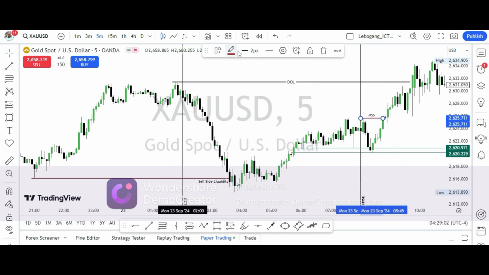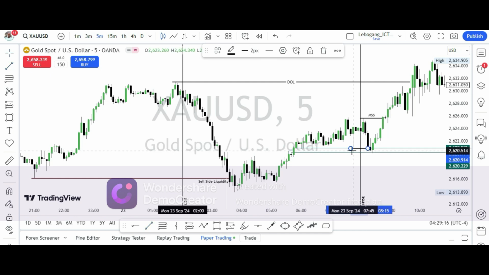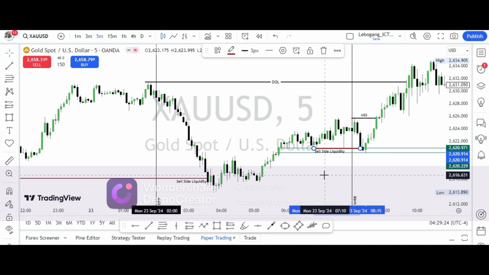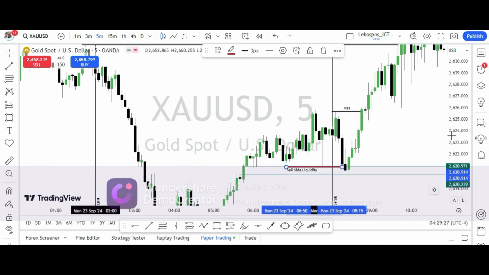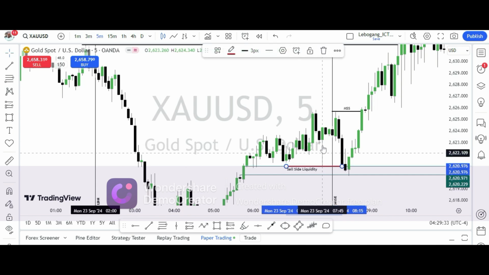What is a structure shift? A structure shift is when we are no longer looking for sells but now looking for buys. So price gave us a high here, and then we can also mark this as sell side liquidity. Why are we marking this one as sell side liquidity? Because it's the last low prior to the New York session.